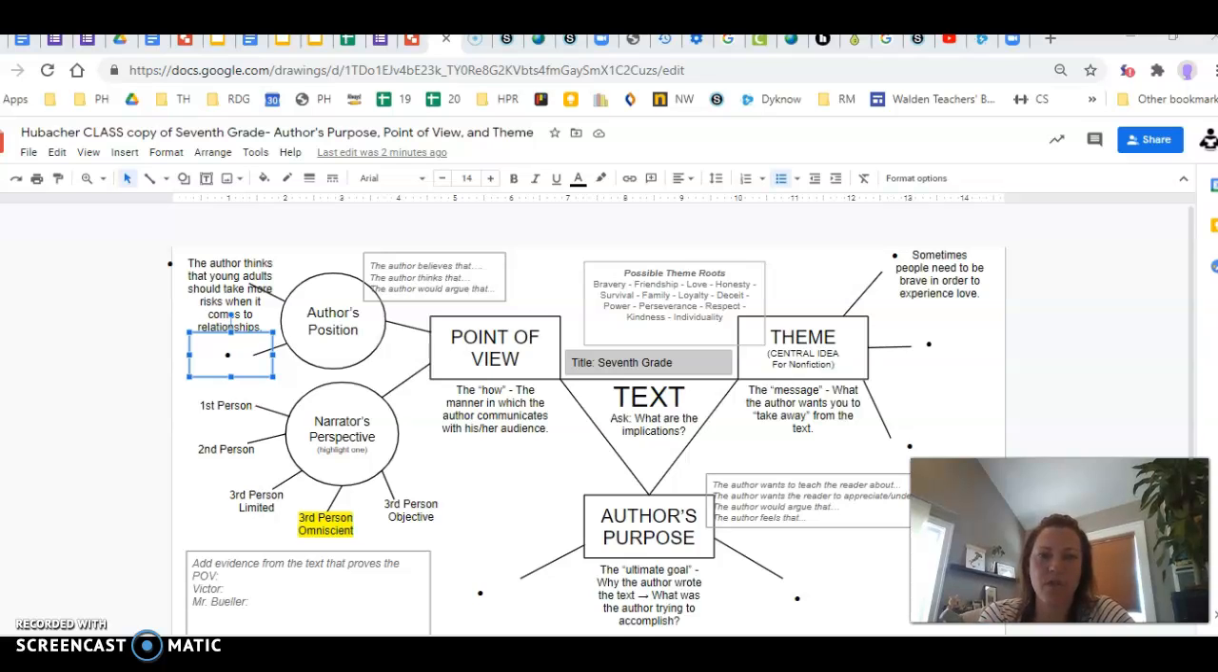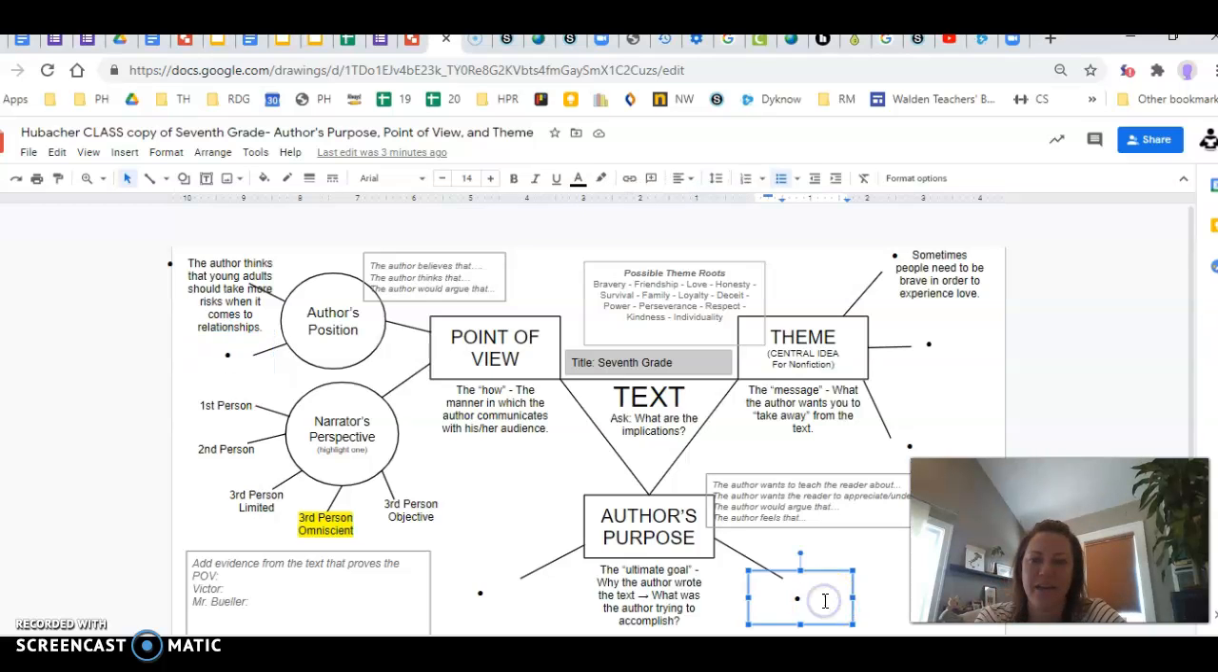We're going to continue with those theme roots of love and bravery. We're going to think about the theme that we already wrote and the author's position that we already wrote. An author's purpose is getting at what is the ultimate goal and what was the author trying to accomplish in writing the text. And you can see that there are some prompts up here. Some of them are even pretty similar to author's position because they're interconnected, okay? The implications of them are that they are very similar. And so for this one, I'm going to use this prompt.